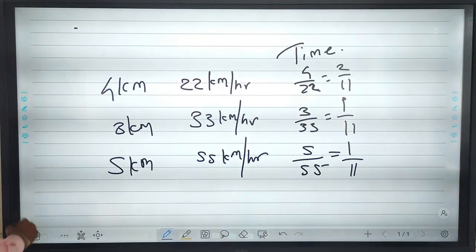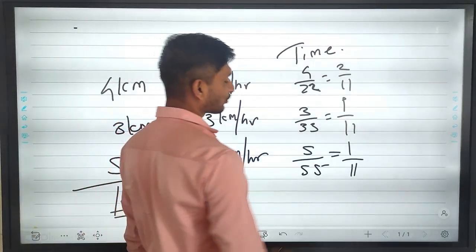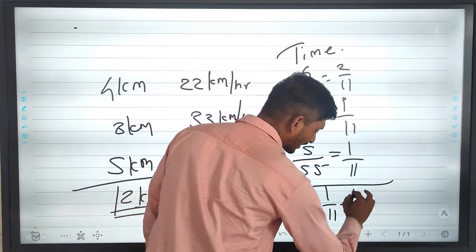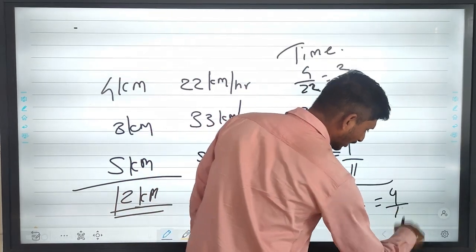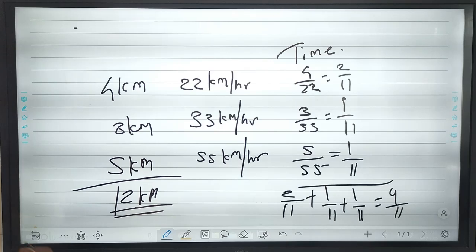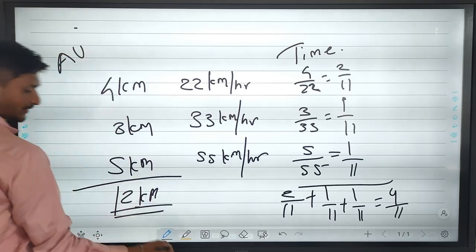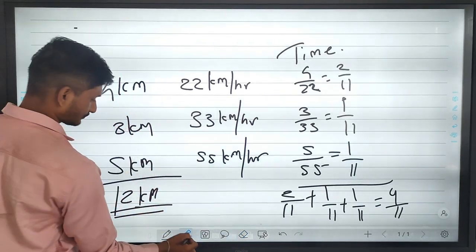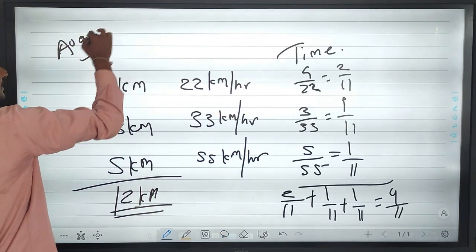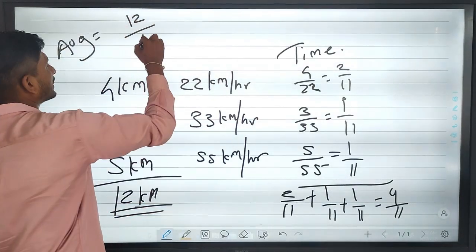Now the total distance is 12 km, and the total time required to cover this journey is 2 by 11 plus 1 by 11 plus 1 by 11, that is 4 by 11. Now we find the average speed. The average speed is total distance divided by total time. Total distance is 12 km and total time is 4 by 11.